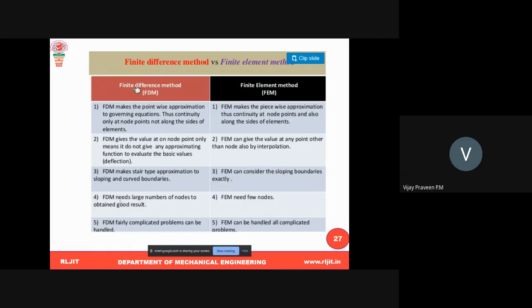And finally, FDM is applicable to only a few complicated structures, but FEM can be applied to any type of complicated structure. So this is the main difference between FDM and FEM. Understood now? Yes, sir. All of you understood? Yes, sir.